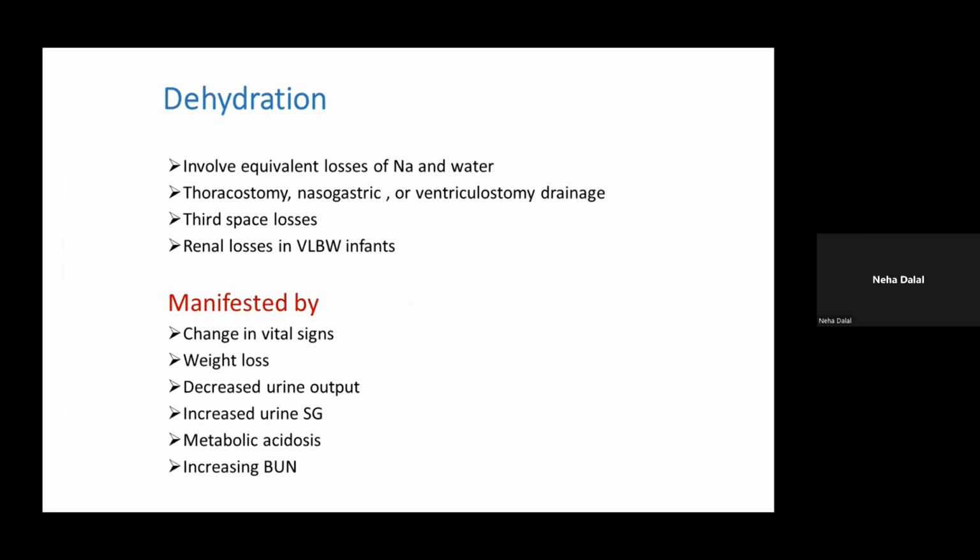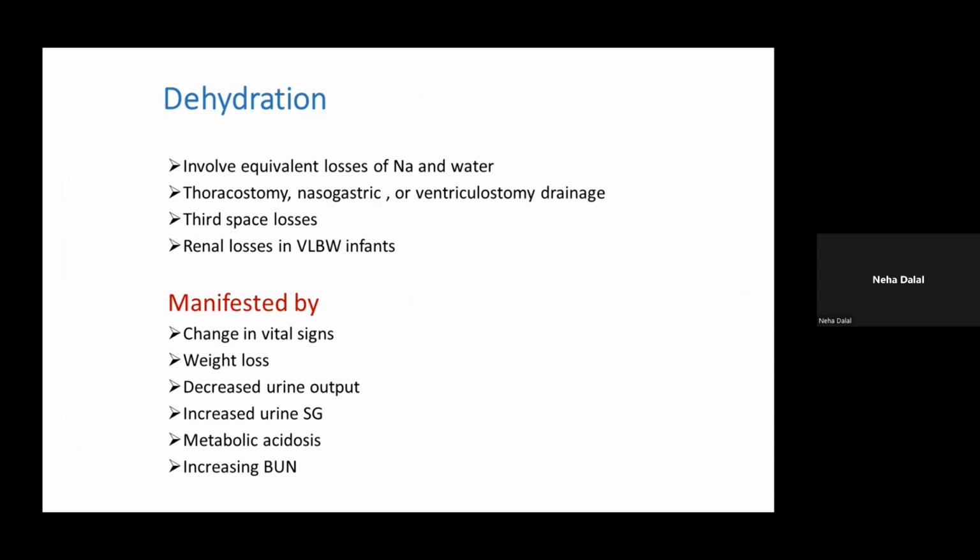Isonatremic dehydration is when equivalent losses of sodium and water occur from the compartment. Mostly in preterm babies and babies nursed in NICU, this is caused by a thoracostomy tube in situ or ventriculostomy drainages that lead to equal loss of both water and sodium components. And most importantly, the renal losses that occur in very low birth weight babies.